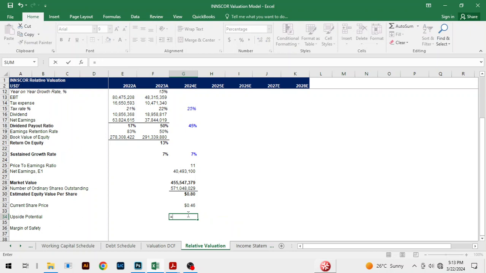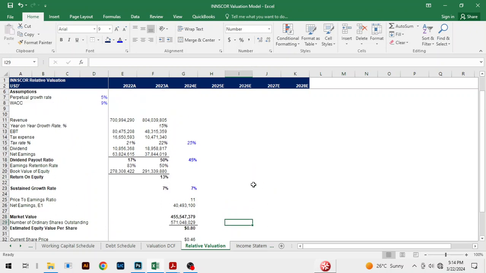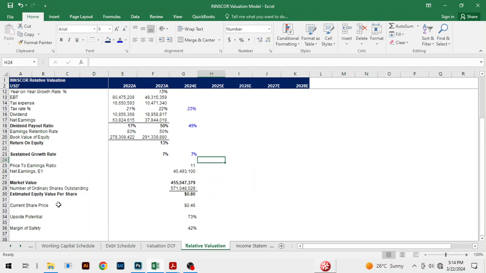So let's compute the upside. So here, minus 1, and then margin of safety, this one minus this, divided by this. Okay, so we've got around 42% margin of safety. And right, so I think we are saying that the share price for Innscor Africa is undervalued.